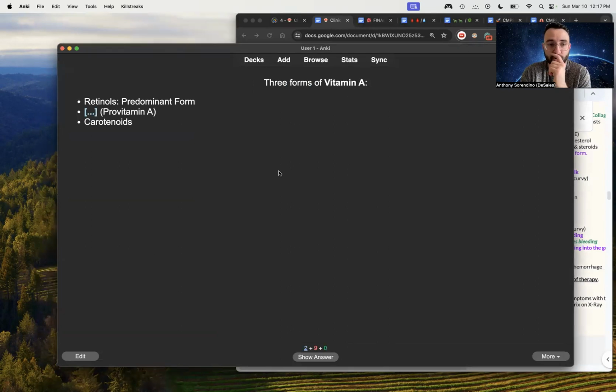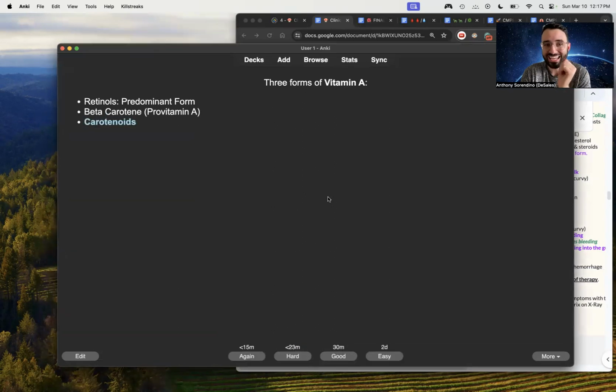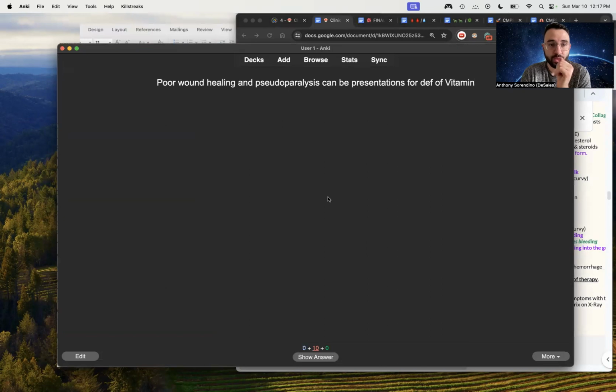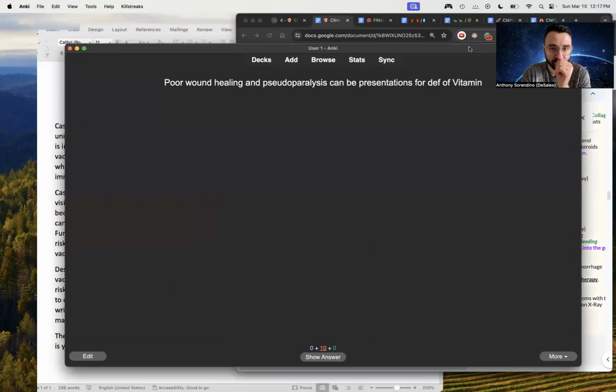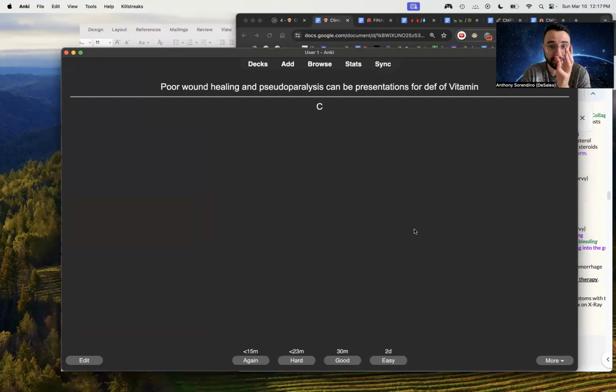Three forms of vitamin A. Retinol is the predominant form. Provitamin A is going to be that beta carotene. And then the third one is, I have no idea. Carotenoids. Sure. Poor wound healing and pseudoparalysis can be a presentation for deficiency of what vitamin? Poor wound healing, all right. Deficiency of this is going to be C.